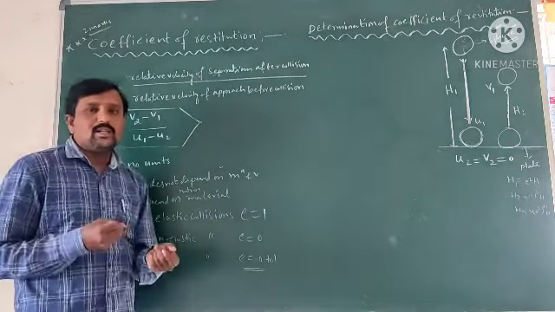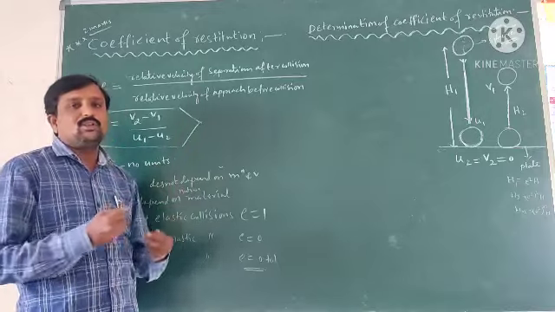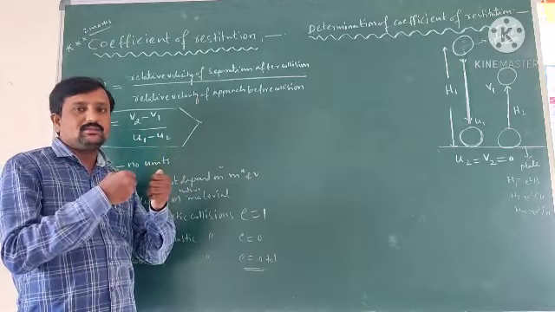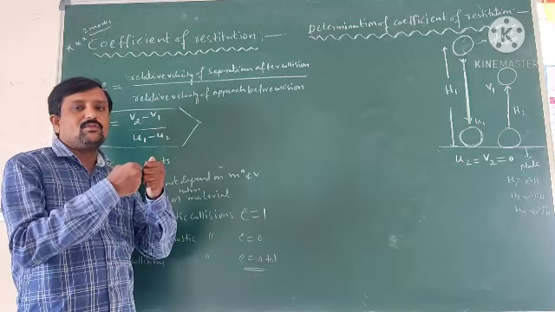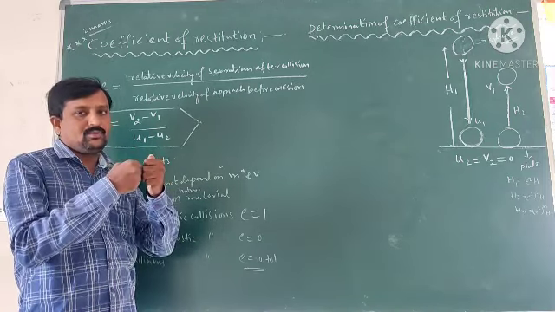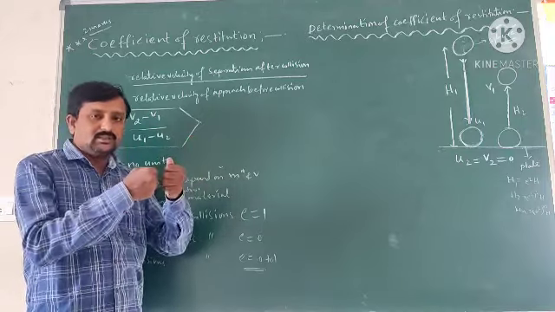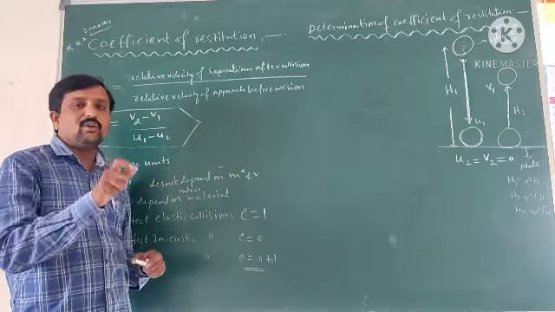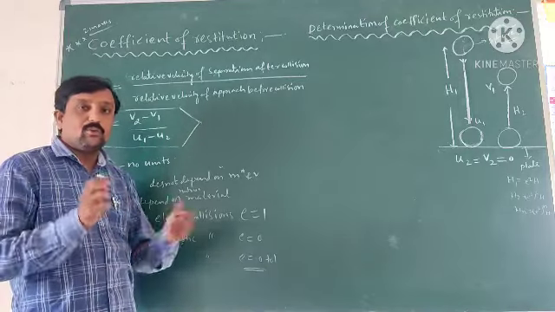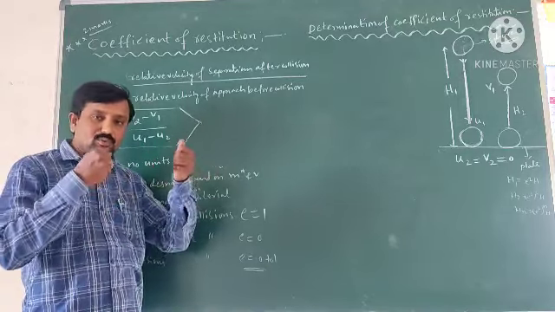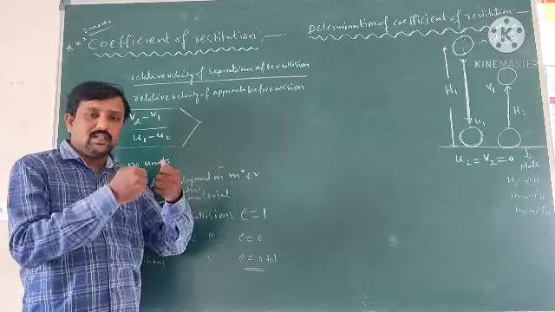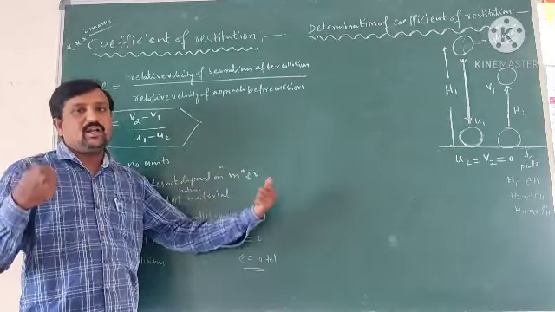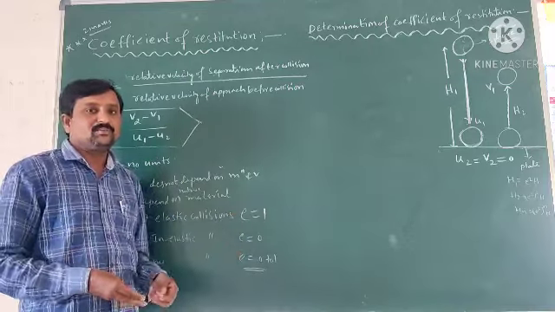Before collision, when the two bodies come toward each other, that is called the relative velocity of approach. After collision they move away from each other, and that is called the relative velocity of separation. So before collision the two bodies come near, and after collision they separate from each other.